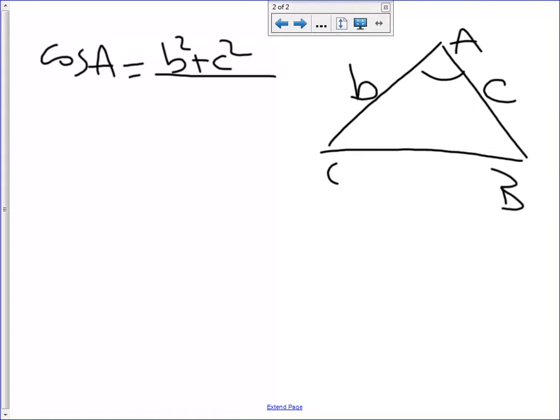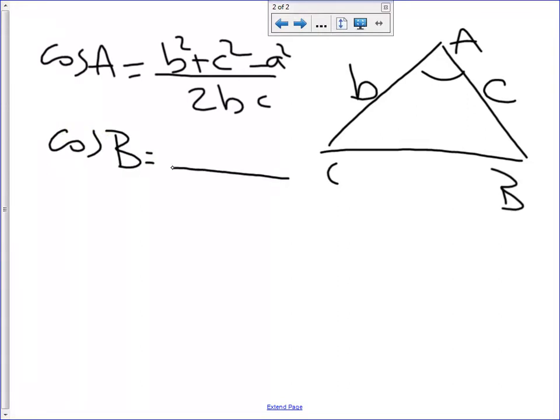So we have here that we will make power 2 for both sides and minus A small squared, over what? Over 2BC. Now if I need cosine of angle B, cosine of angle B is equal what? Cosine of angle B is equal A squared plus C squared minus B squared over 2AC. So again, cosine of angle A is B squared plus C squared minus A squared over 2BC.